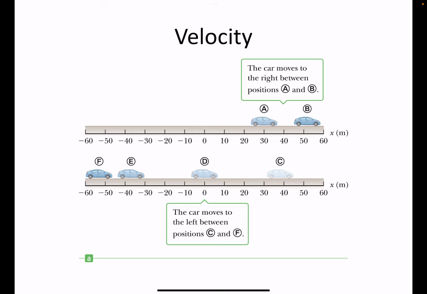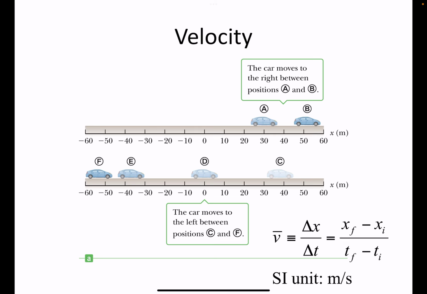Using our previous example, the average velocity between point A and B is the displacement, 22 meters. If it takes 10 seconds, then divide by 10 seconds, which gives us 2.2 meters per second.